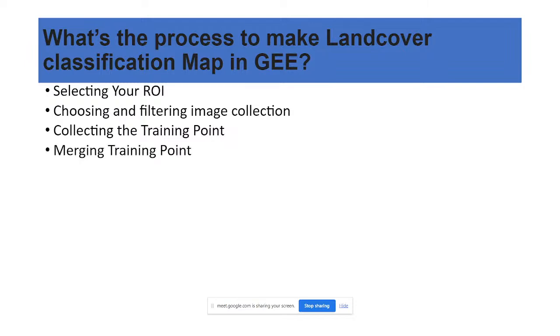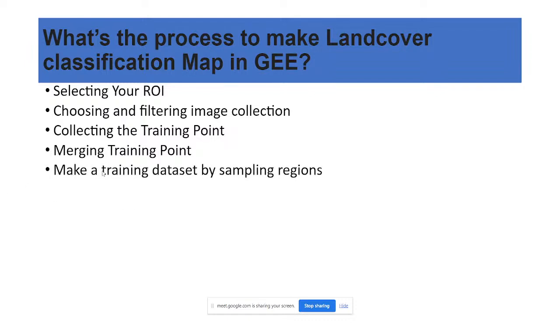After that, we need to merge all of those training points together and store them in a variable. Suppose I take the training points for the build-up area, vegetation, barren land, settlement, all of those training points, I just merge and store them in one variable. After that, I need to create the training data set.